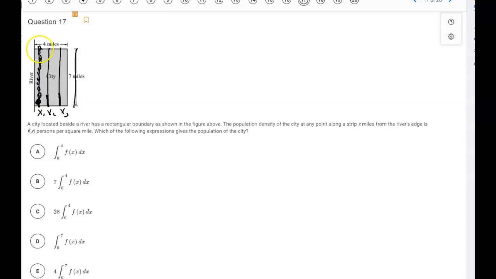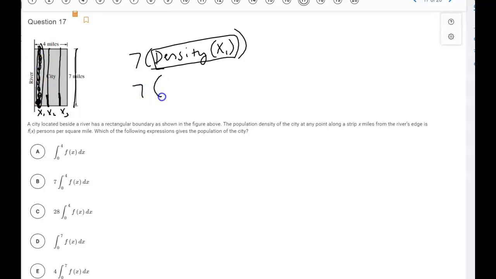And so the density along that one strip is going to be 7 multiplied by the density at that particular value of X. So whatever the density is at that value of X, multiply that by 7, and that's going to tell you basically the number of people that live on that strip. Okay? Then you're going to do it again for the next one. You're going to have 7 multiplied by the density at X2, and so on. You're going to keep doing that for X3, X4.